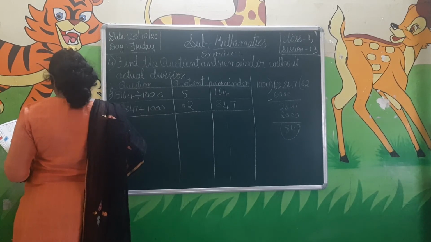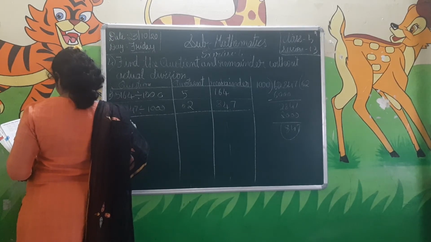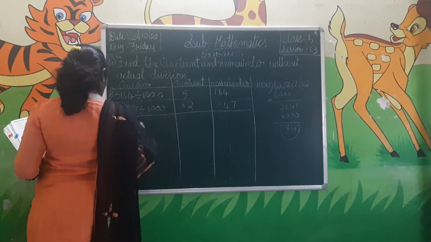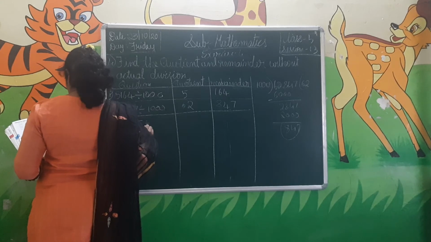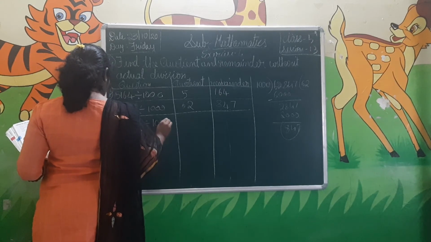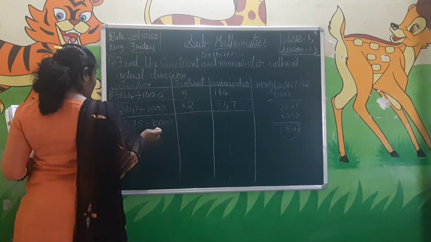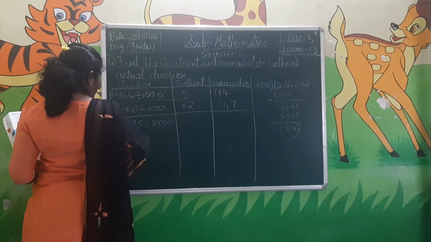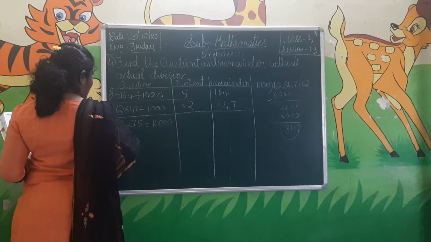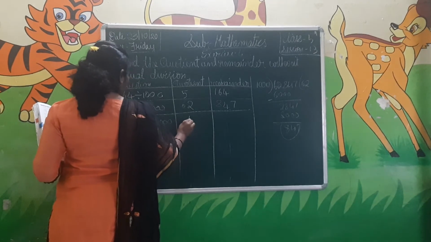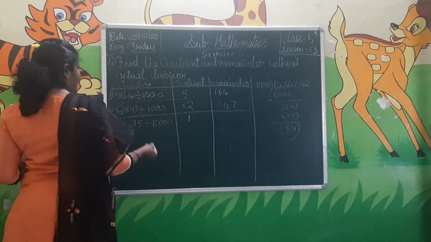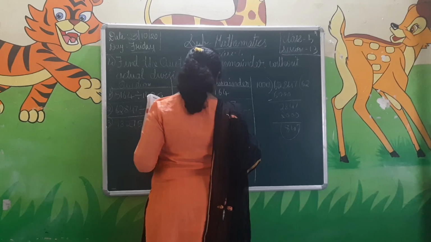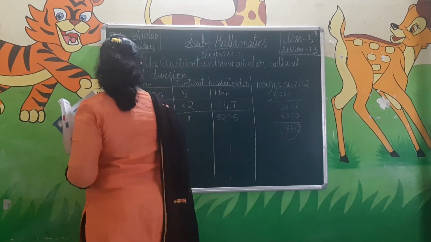Third one is 18,275 divided by 10,000. Okay, see here how many digits are there, 1, 2, 3, 4, 5. Okay, 5 digits we have, and the last digit, what is this? 1. 1 will be the quotient, and the remaining 4 digits are what? Remainder. That is 8,275 will be the remainder.